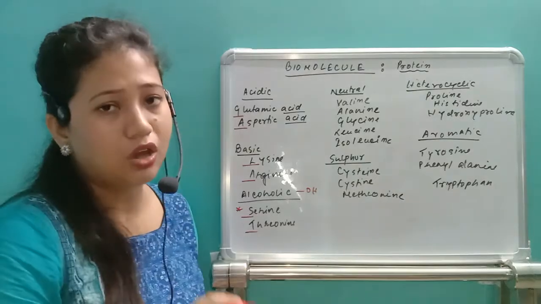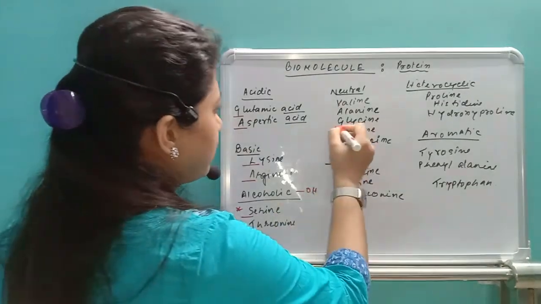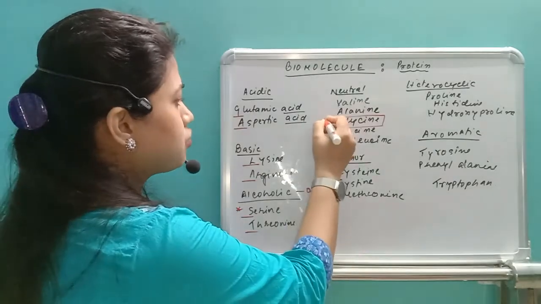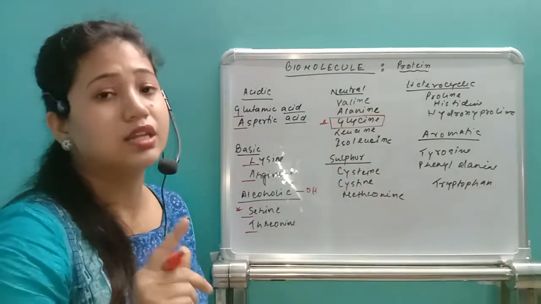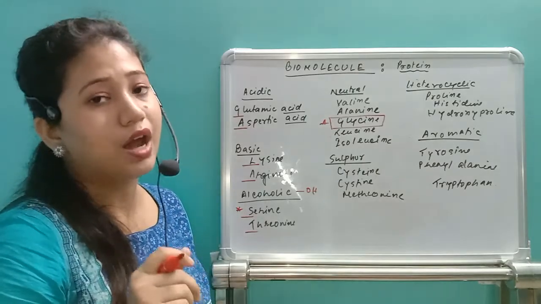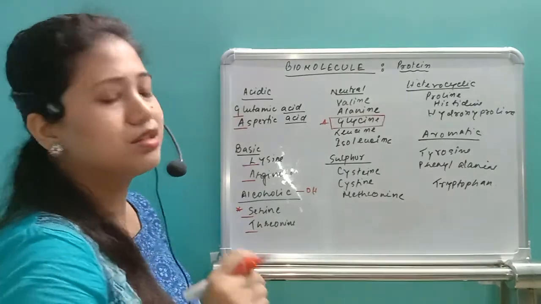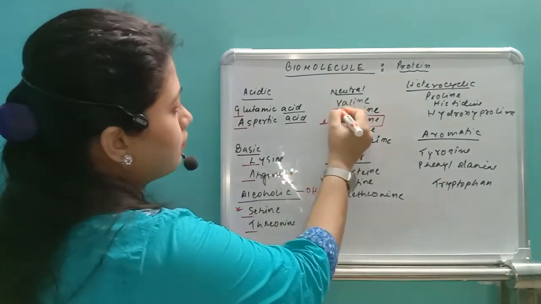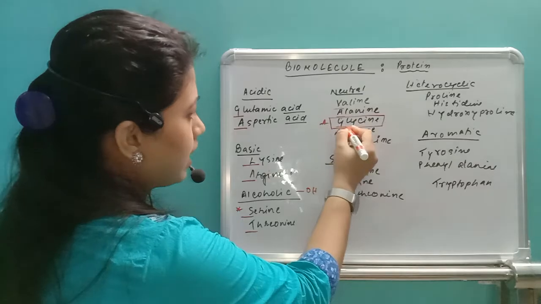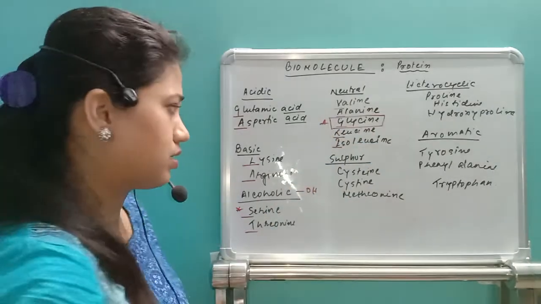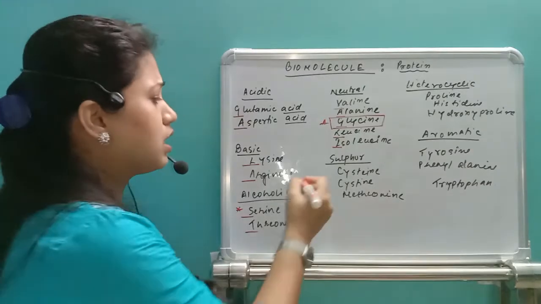Next one, neutral. The neutral ones will be very important. Glycine is very important because the structure is given in your NCERT and it is the simplest amino acid. Why? Because in the variable group we have hydrogen. So this will be called a neutral amino acid. Next, in the neutral amino acids we have valine, alanine, glycine, leucine and isoleucine. Then after that, sulfur containing amino acids.